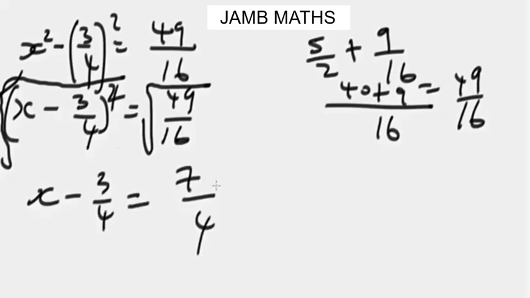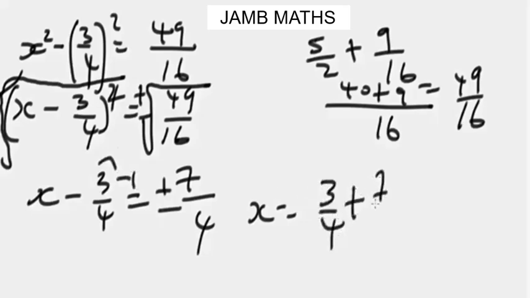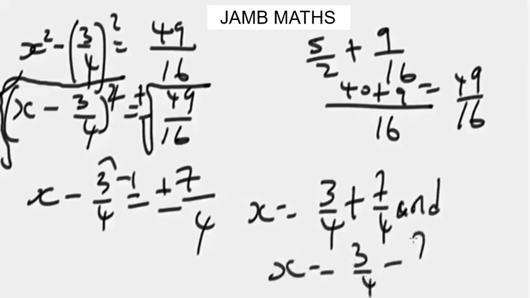So x will have two values, which means we have to leave our answer in short form. It's going to give us plus or minus, which is very important, don't forget, guys. So x = 3/4 + 7/4, and x = 3/4 - 7/4. Either way will be correct. That will be the answer to this problem.